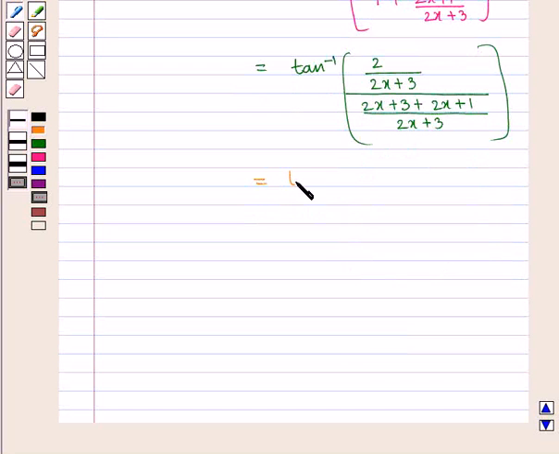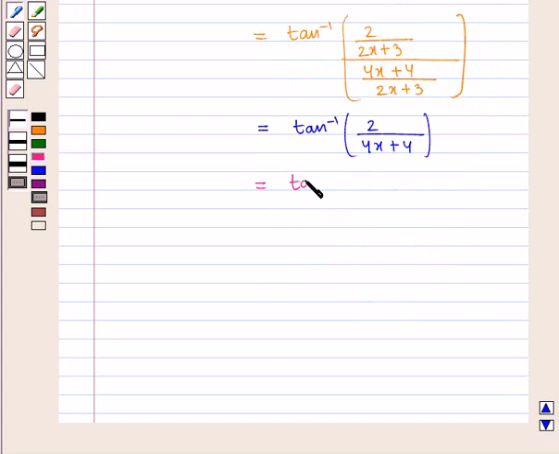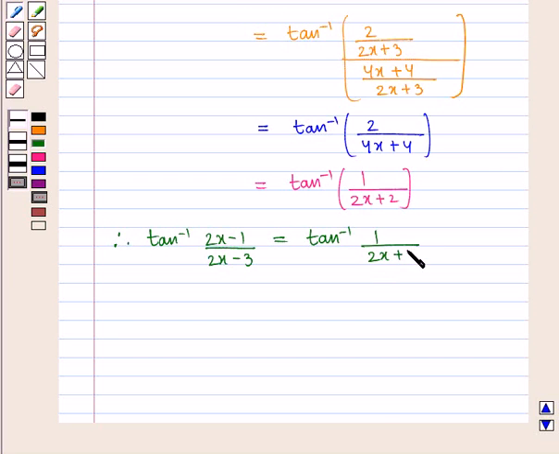Which is equal to tan inverse of (2/(2x plus 3)) upon ((4x plus 4)/(2x plus 3)), which is equal to tan inverse of 2 upon (4x plus 4), which is further equal to tan inverse of 1 upon (2x plus 2). Therefore, we have tan inverse of (2x minus 1)/(2x minus 3) is equal to tan inverse of 1 upon (2x plus 2).